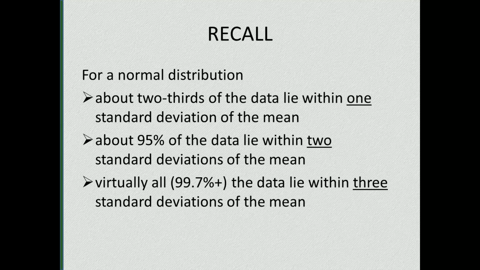You'll recall that for a normal distribution, about 2/3 of the data are within one standard deviation in the middle. Go out 2 standard deviations in the middle, you've got about 95% of the data. Go out 3 standard deviations in the middle, you've got virtually all the data.